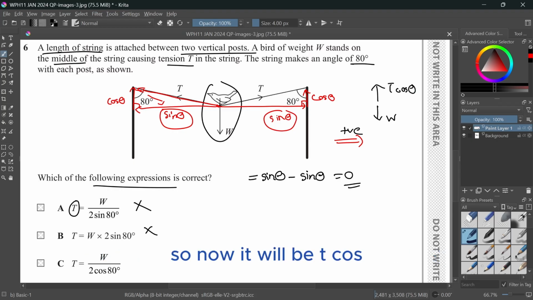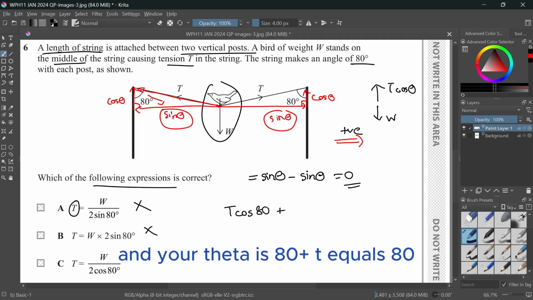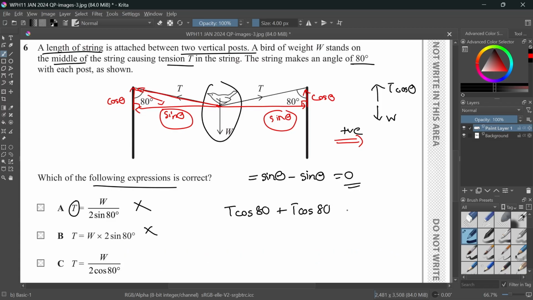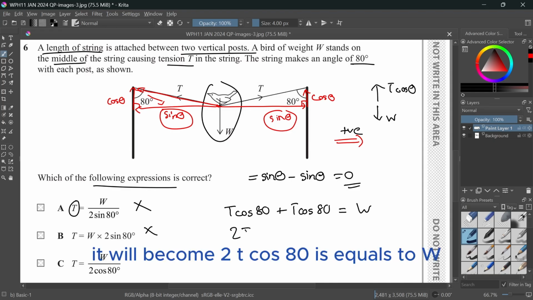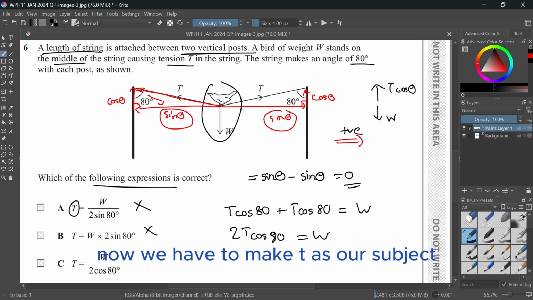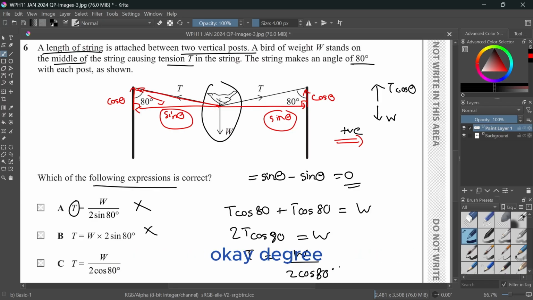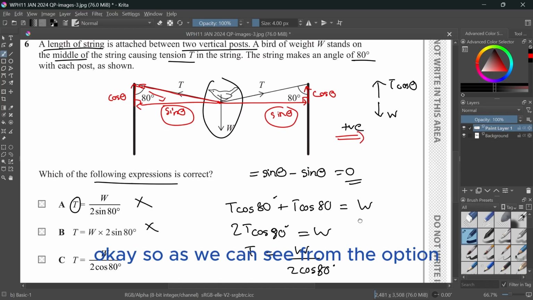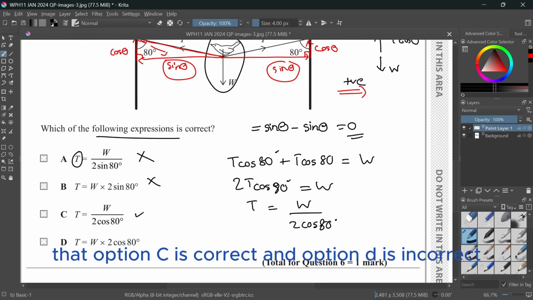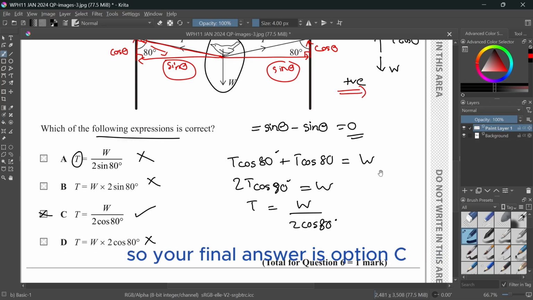Okay, so now it will be T cos 80, where your theta is 80, plus T cos 80 equals weight, right? So now it will become 2T cos 80 equals W. Now we have to make T our subject, so T equals W by 2 cos 80 degrees. Okay, so as we can see from the options, option C is correct and option D is incorrect. So your final answer is option C.